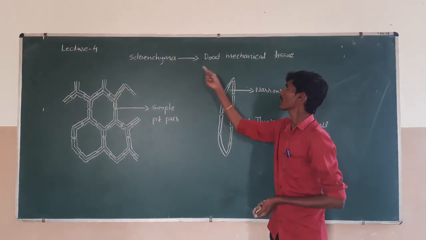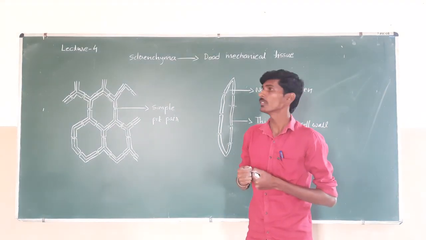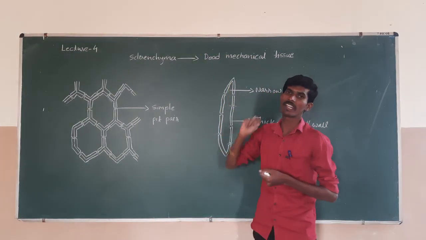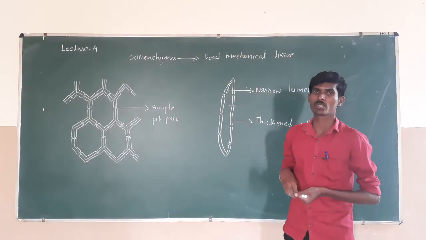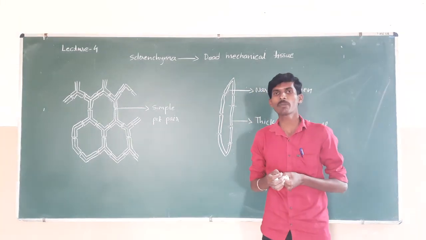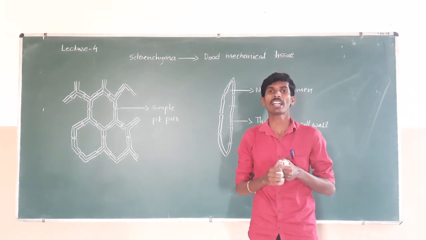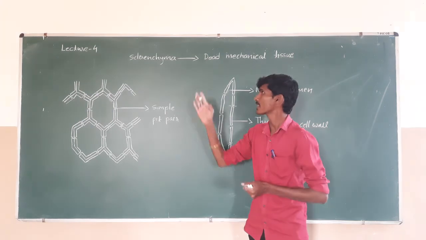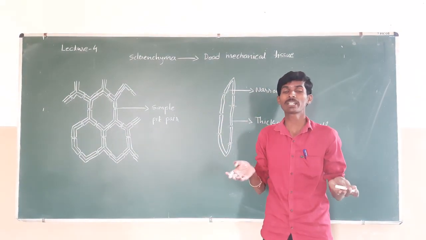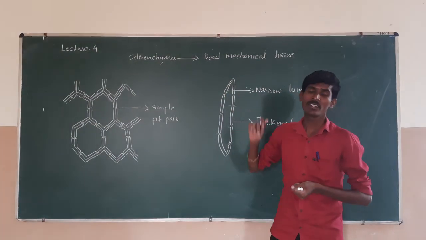The sclerenchyma is also called a dead mechanical tissue. Why is it called the dead mechanical tissue? In this tissue, the cells are dead in nature, so it is called a dead mechanical tissue. It provides support to the plant body. Sclerenchyma tissue makes the plants hard and stiff because the cells are dead.